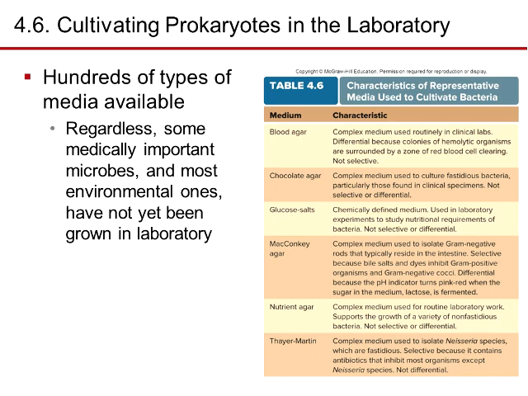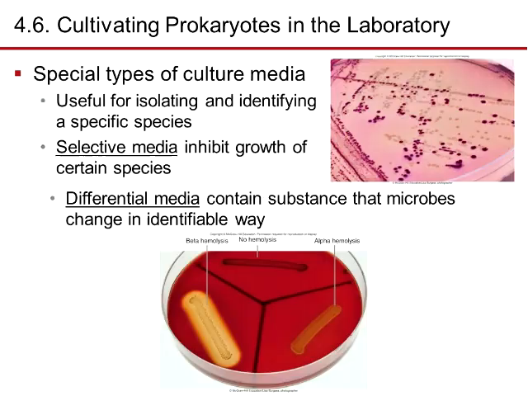So for cultivating prokaryotes in the laboratory, there are hundreds of types of media available. Regardless, some medically important microbes and other most desirable ones have not yet been grown in the laboratory. They're not able to do that. There are special types of culture media which are used for isolating and identifying specific species. Selective media inhibits the growth of certain species, so it only allows some to grow. Differential media contains substances that the microbes change in a variety of ways.